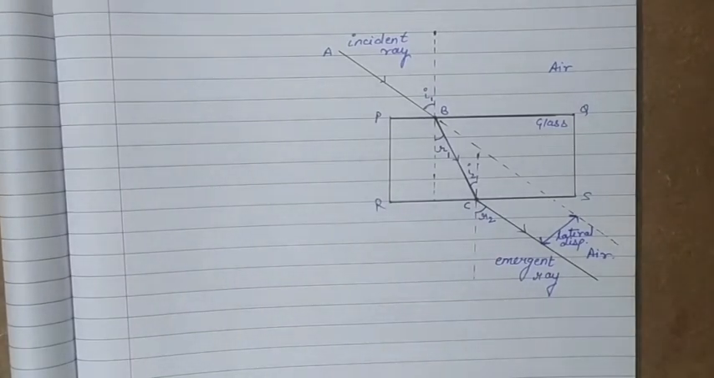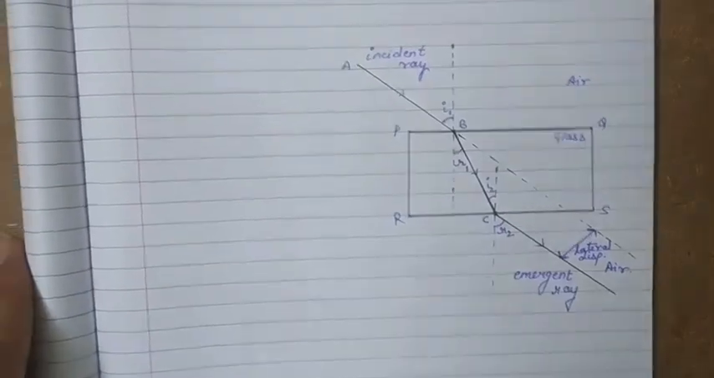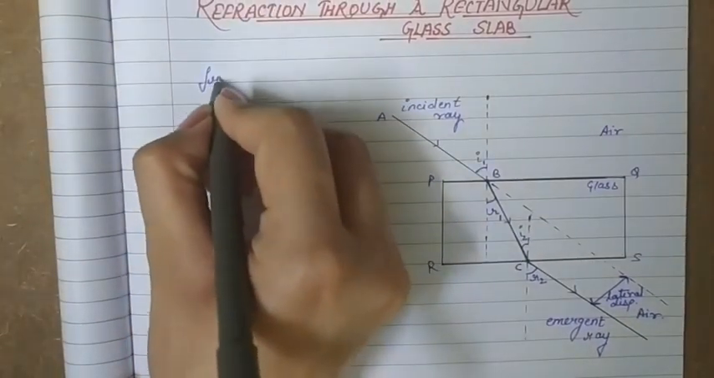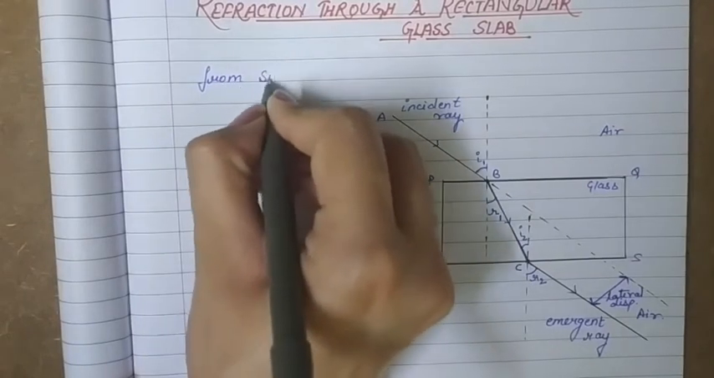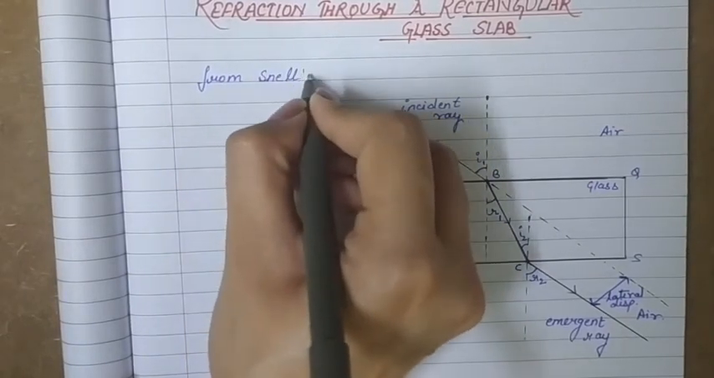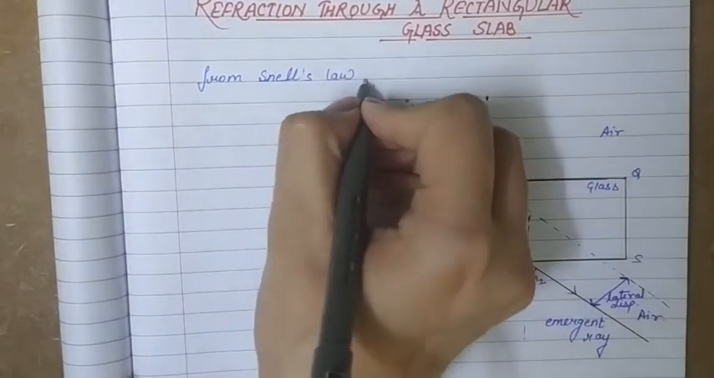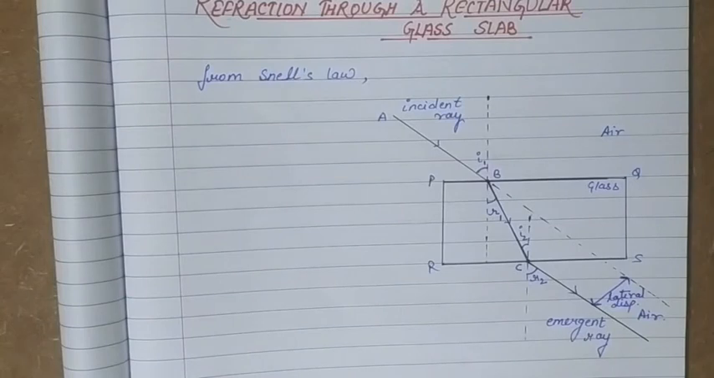And to prove this, we are going to use Snell's law. From Snell's law, we know that sine of the angle of incidence upon sine of the angle of refraction is equal to a constant, which is the refractive index of medium 2 with respect to medium 1.